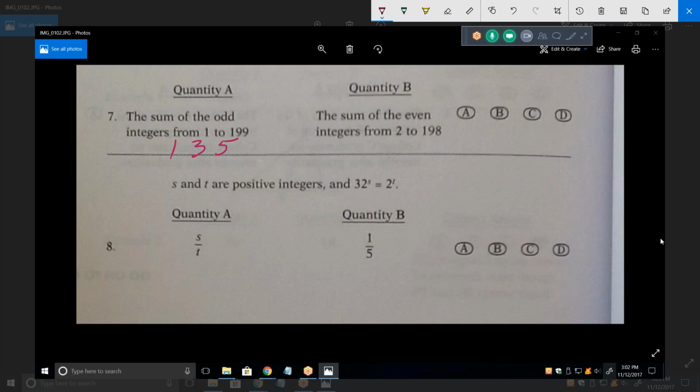Now, if those were the 3 integers, what would these 3 be on the right? They would have to be 2, 4, 6. Notice that 2 is 1 greater than 1, and 198 is 1 less than 198. Oh, right. So I see. If I want 1, 3, 5, 7, this would be 2, 4, 6. Got it. I hadn't seen that. The sum of that is 12. Sum of that is 16.